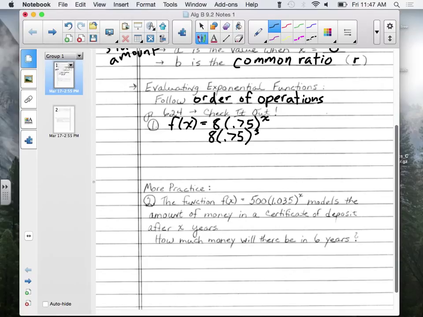That's why we have to remind ourselves to follow order of operations, and trust me, students oftentimes don't. They think, oh, I'll multiply first, that looks easier, then I'll take it to the 3rd power. Cameron?